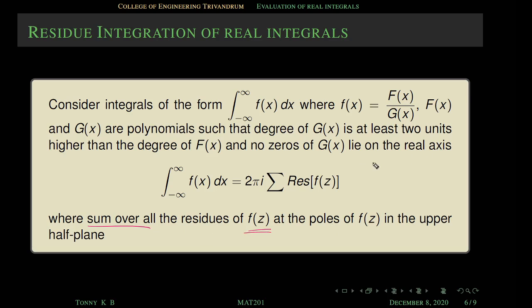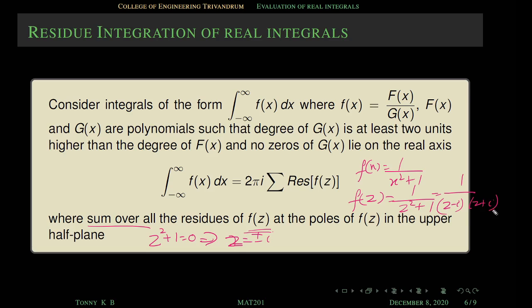Okay, so in the last example, our function f of x is 1 by x square plus 1. In this case, what is f of z? f of z is 1 by z square plus 1. Then what are the poles of this function? By putting the denominator equal to 0, z square plus 1 equal to 0 implies z is equal to plus or minus i. So what about these poles? They are simple poles. We can write this as 1 by z minus i into z plus i. So they are simple poles.